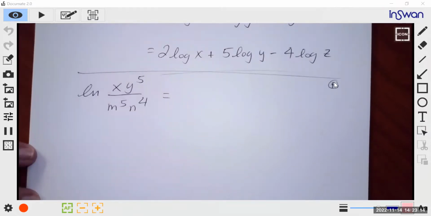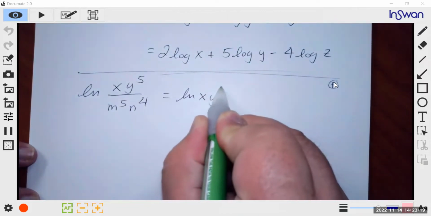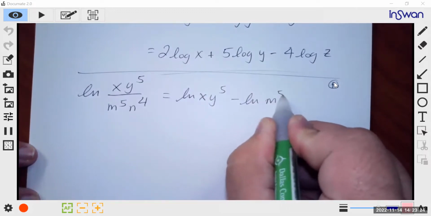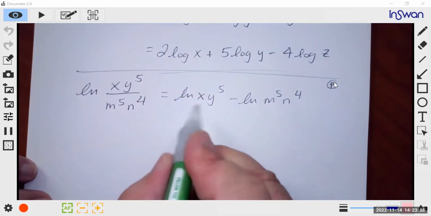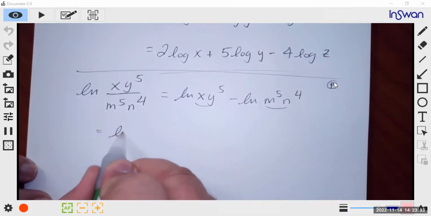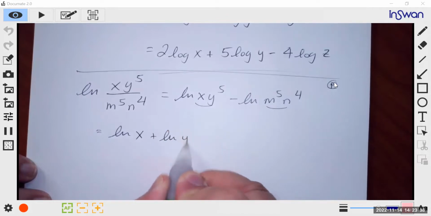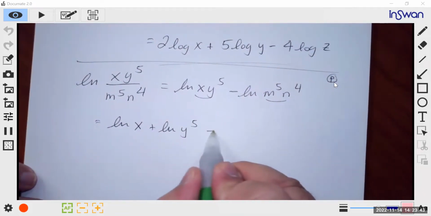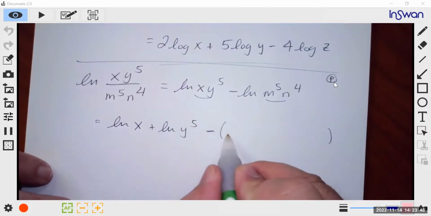Okay, we have a quotient, right? So the top is that minus the bottom. Now we have two products. X, here's the minus sign. So these have to be in parentheses because now I'm going to change their signs.